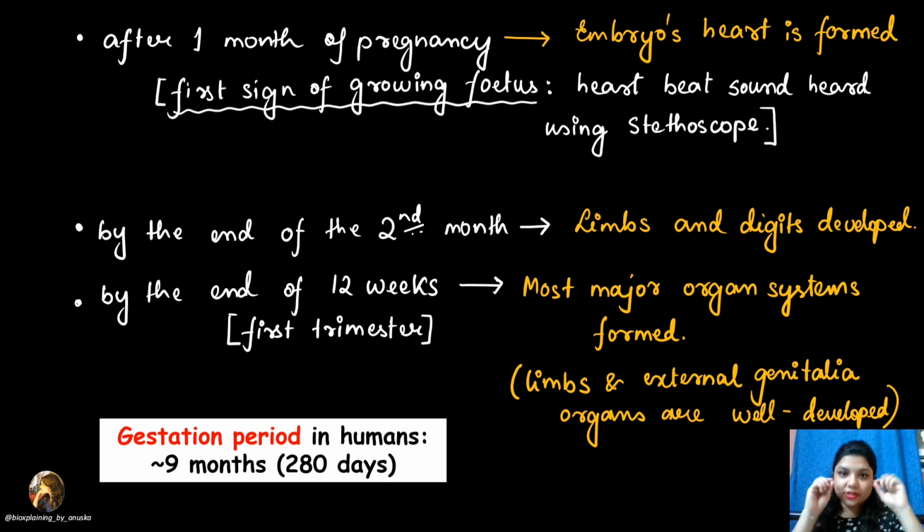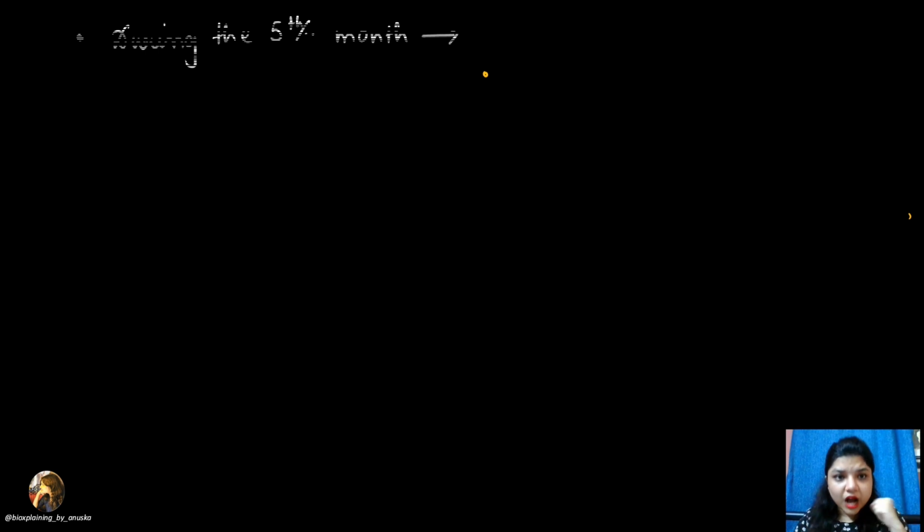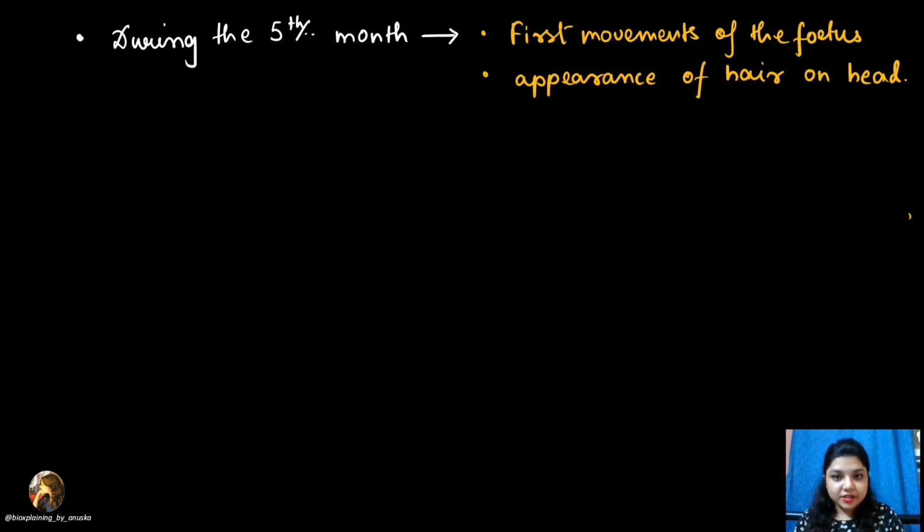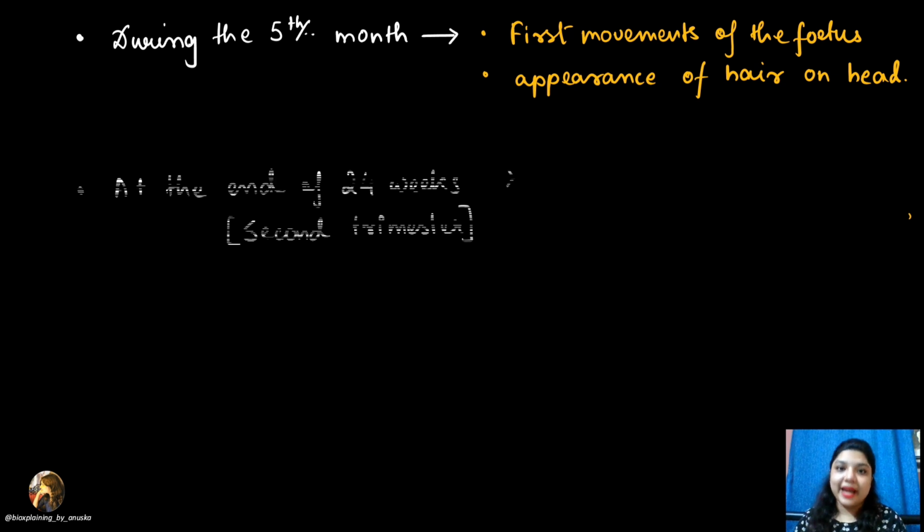Understandable till now? So just a quick recap. 1st month, heart is formed. 2nd month, limbs and digits are formed. And by the end of 12 weeks, major organ systems are formed. The limbs, the external genitalia, they are well developed. Now, during the 5th month, what happens? First movement of the fetus is perceived, and hair appears on the head. So 5th month has 2 events. First, movements of the fetus. Second is appearance of hair on the head.